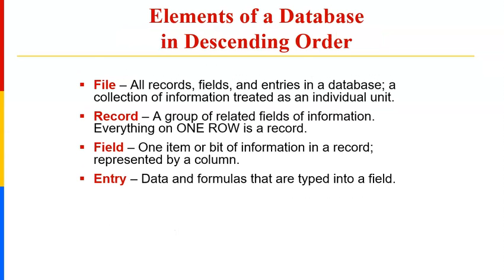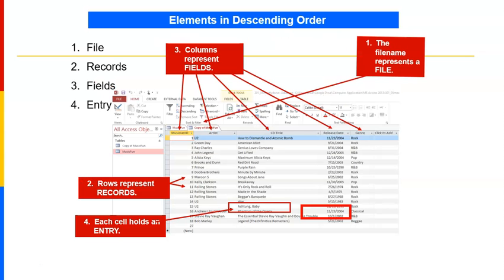You have files, you have records, you have fields, and you have entries. The files are all the records. The record is a group of related field information, so everything in one row is a record. So you can see the difference between Excel and Access is that the row is now a record, and the field is one item or bit of information in a record, and then we have the entry or data and formulas that are typed. And here, just showing some of the different things and where they're located. So rows represent the records. Each cell holds an entry, and the file name is represented as a file. Columns represent the fields.